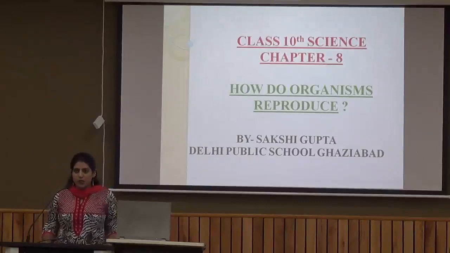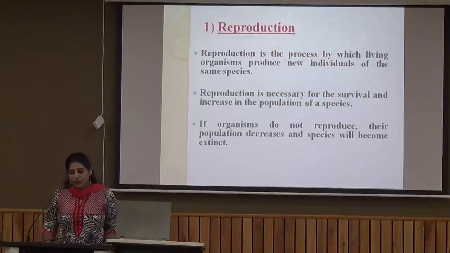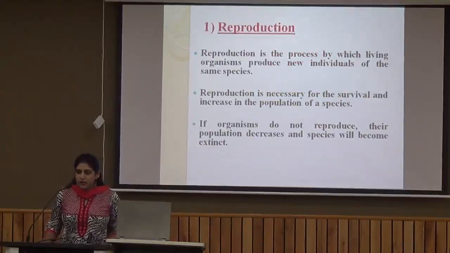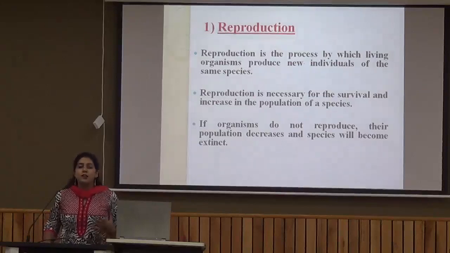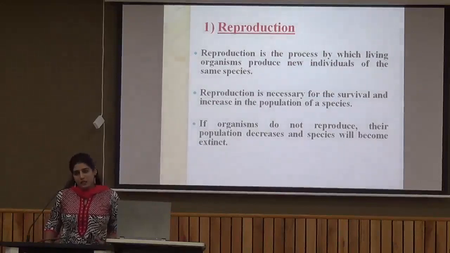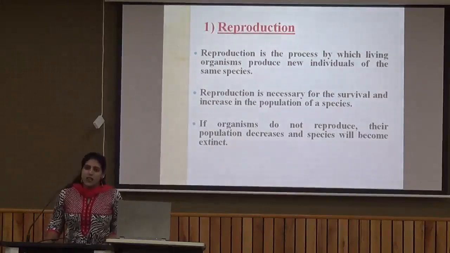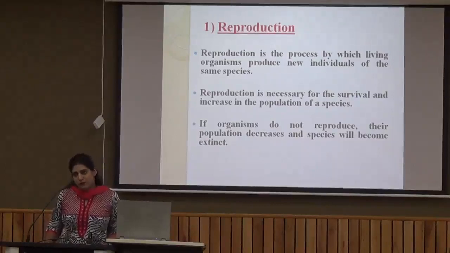Before I start with the chapter, the name of the chapter itself suggests the question: what do you mean by the term reproduction? Reproduction is a process by which an organism gives birth to a new individual of the same species. That means the production of a new offspring from the parent, but it should be of the same species. Now, why is it necessary? It is necessary for the survival as well as the increase in the number of the population.